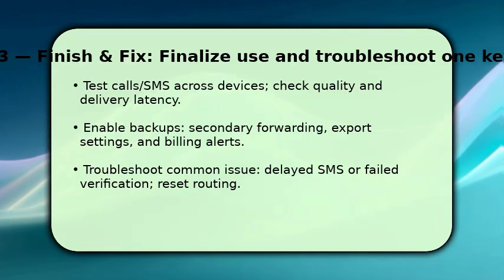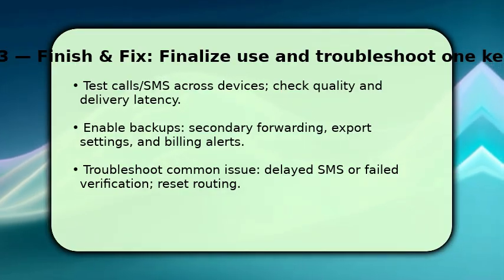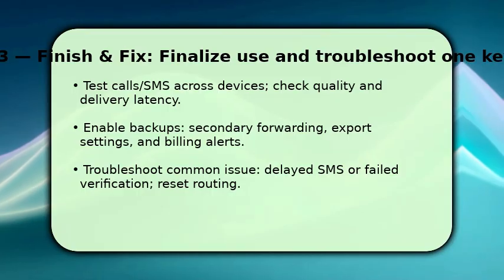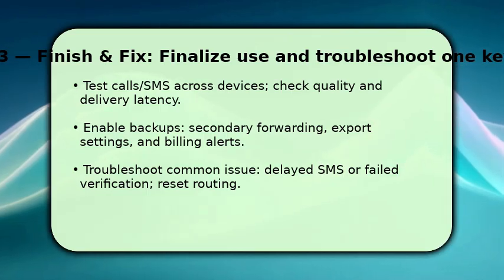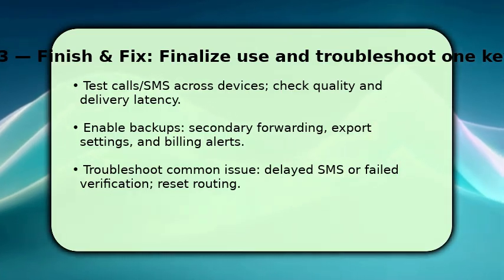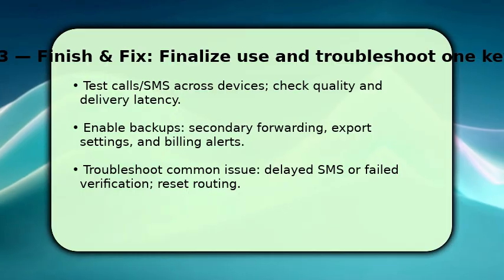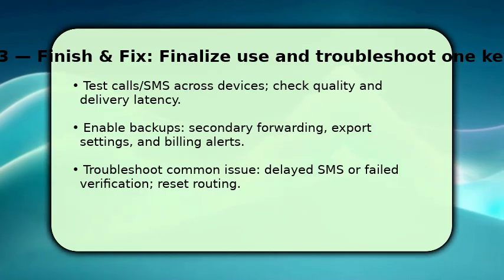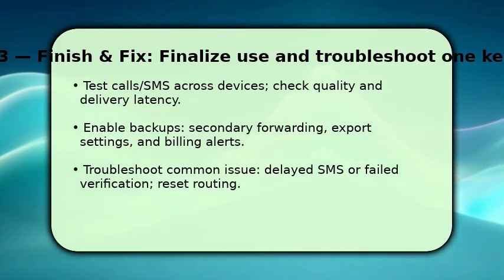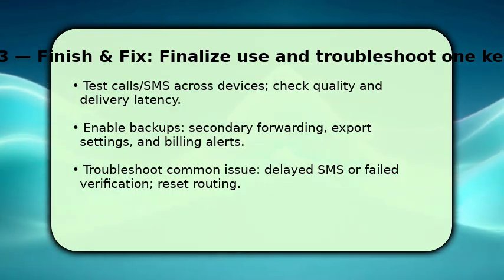Once done, enable backups, add a secondary forwarding number, export your settings, and set billing alerts so service doesn't lapse. If messages are delayed or verification fails, reset routing, check SMS gateway limits, and confirm DND or carrier filtering isn't blocking traffic. Finally, keep provider support contact handy. If problems persist, escalate with logs and timestamps so they can fix it quickly.